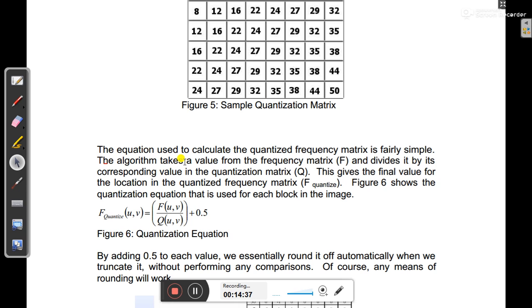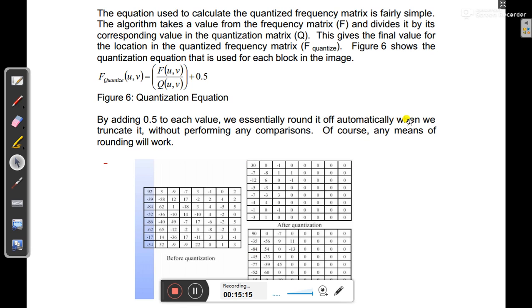The equation used to calculate the quantized frequency matrix is fairly simple. The algorithm takes a value from the frequency matrix F and divides it by its corresponding value in the quantization matrix Q. This gives the final value for the location in the quantized frequency matrix F quantized. Figure 6 shows the quantization equation that is used for each block in the image. Here you can see F of u,v means the frequency matrix, Q of u,v means the quantization matrix, and that is divided by this plus 0.5. By adding 0.5 to each value, we essentially round it off automatically when we truncate it, without performing any comparisons.